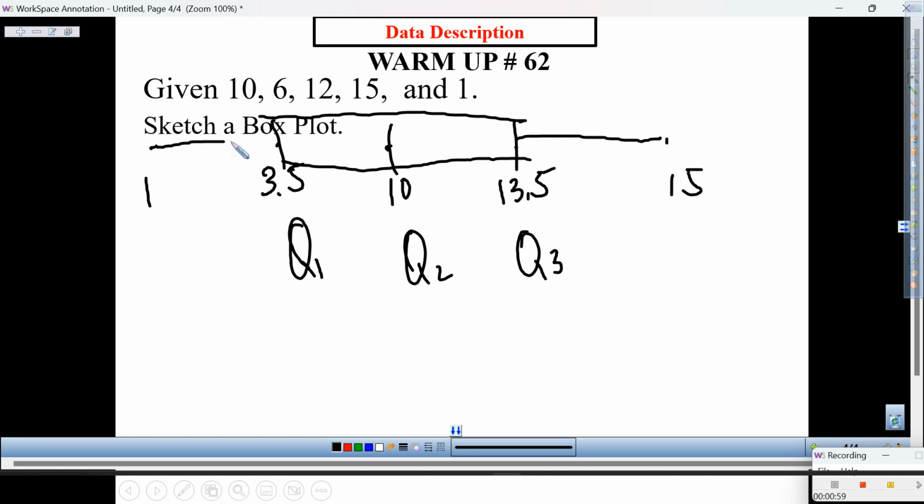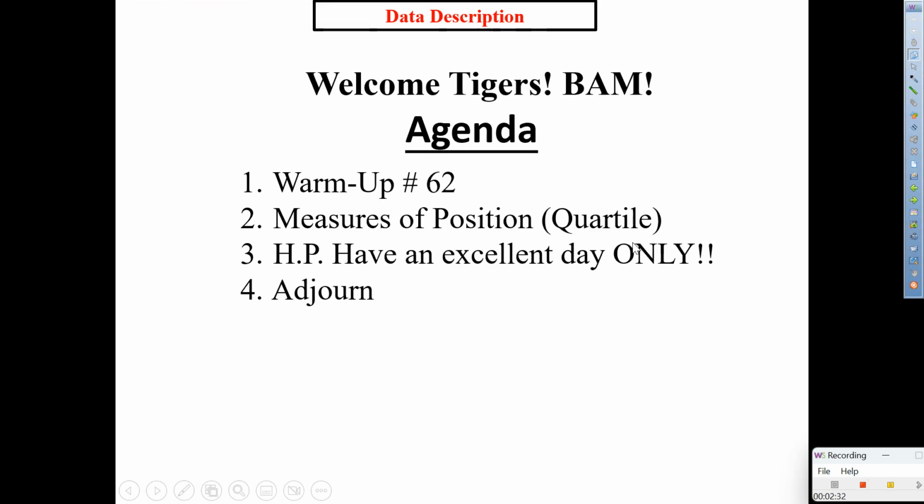And remind your neighbor, let's see if they remember, what's another name for a box plot? Tell your neighbor. All right. Yeah, it's known as box and whiskers. See the box and then 2 whiskers to the side? Yes? All right. Anyways, copy the agenda for today. Warm-up number 62, measures of position.